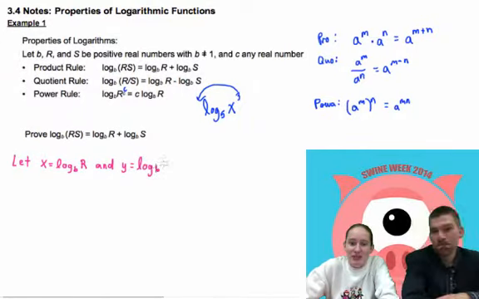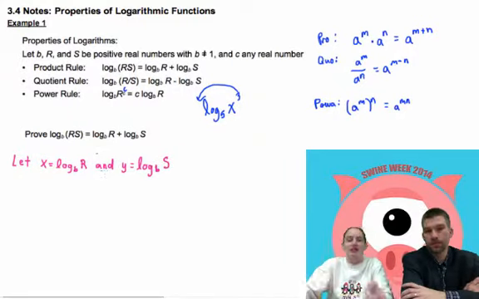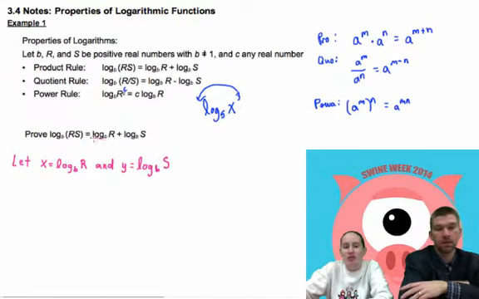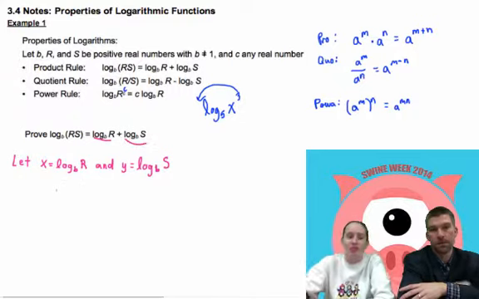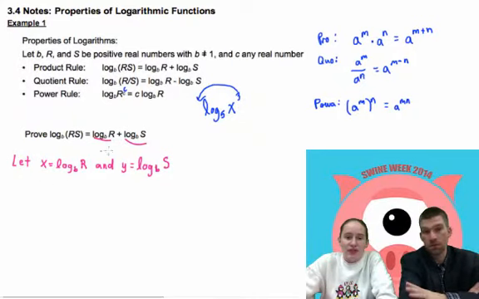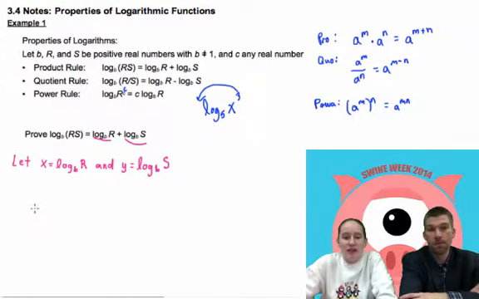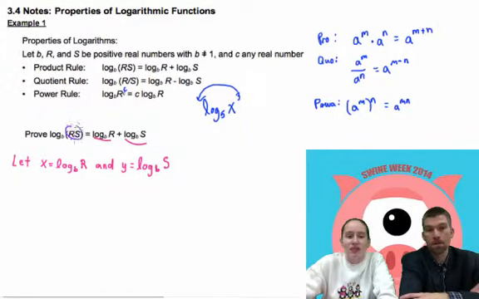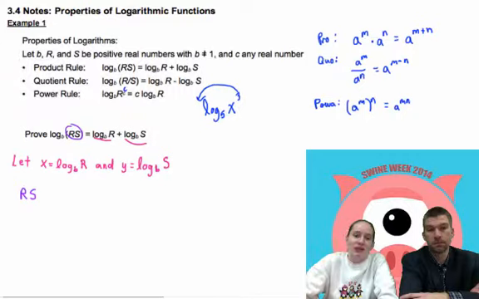We're going to make this substitution. Let's let x be this first part, and let y be the second part. That's a good idea because those are two different numbers, so we're going to let them equal separate things. And then we're going to think about what R times S would be. Okay, if we have R times S, no, I'm sorry, I skipped a step.